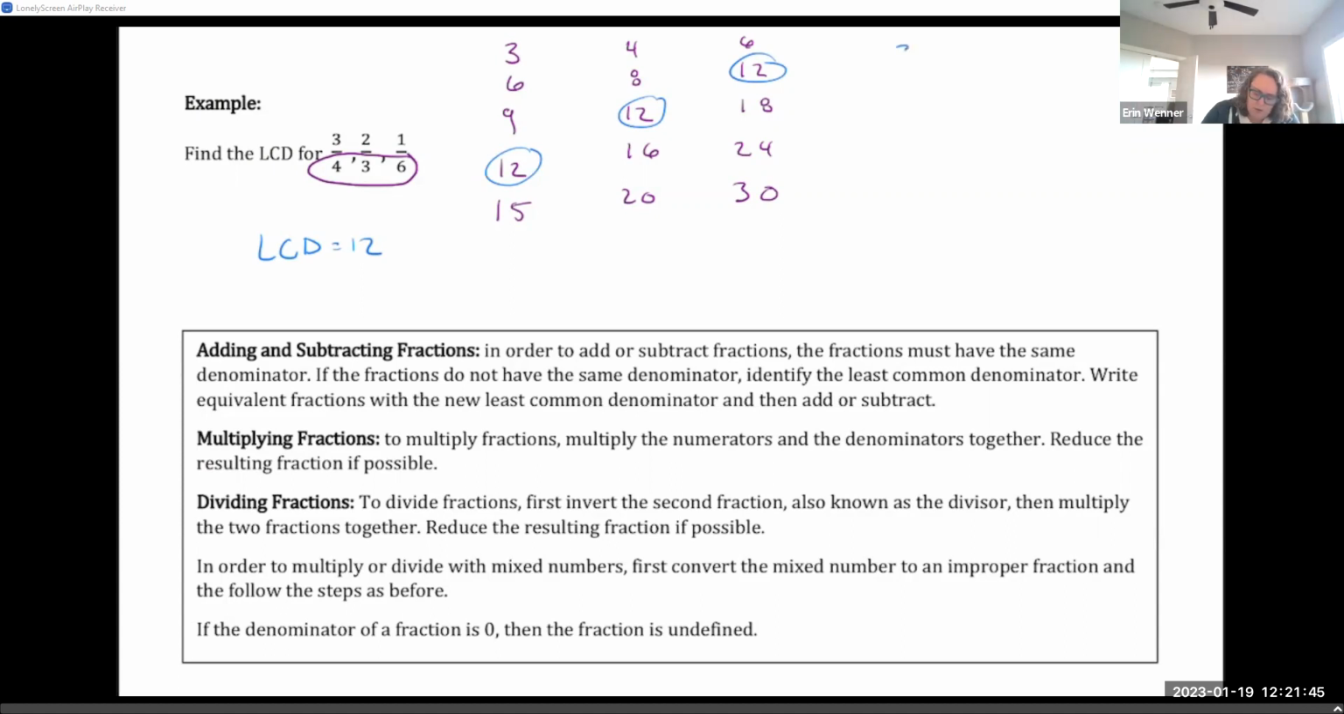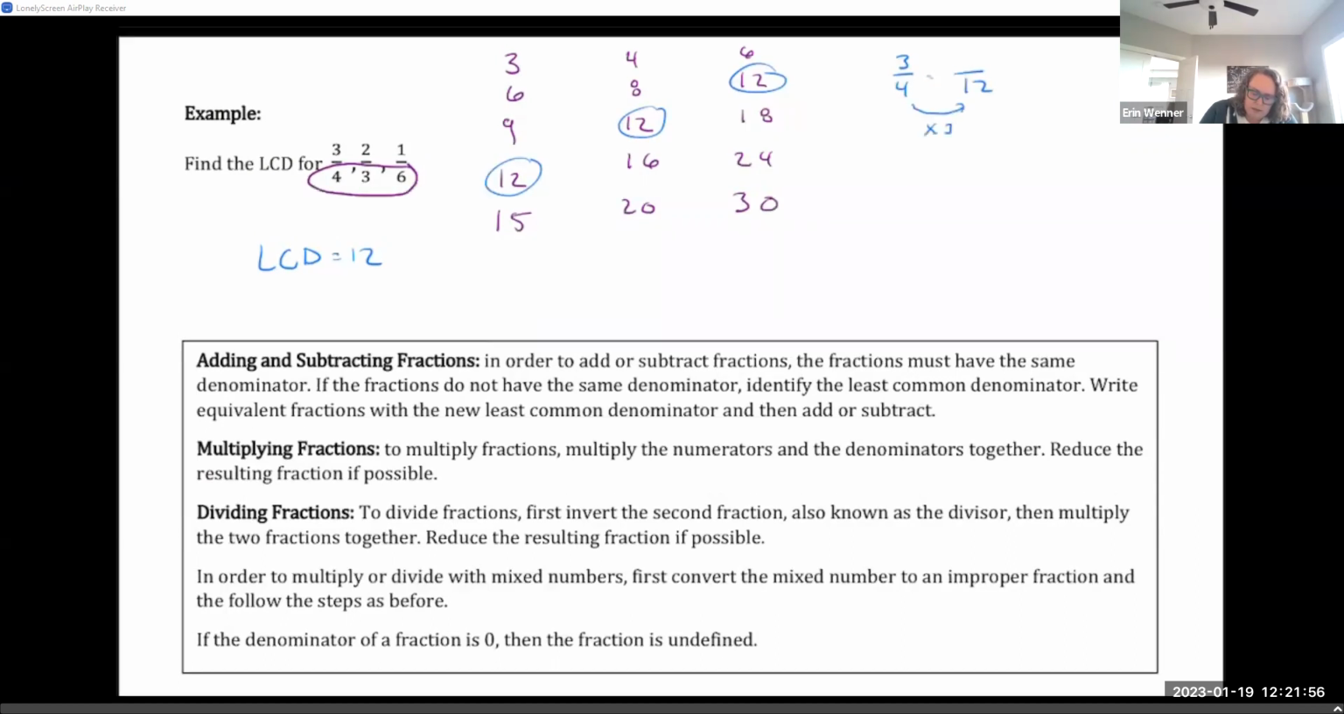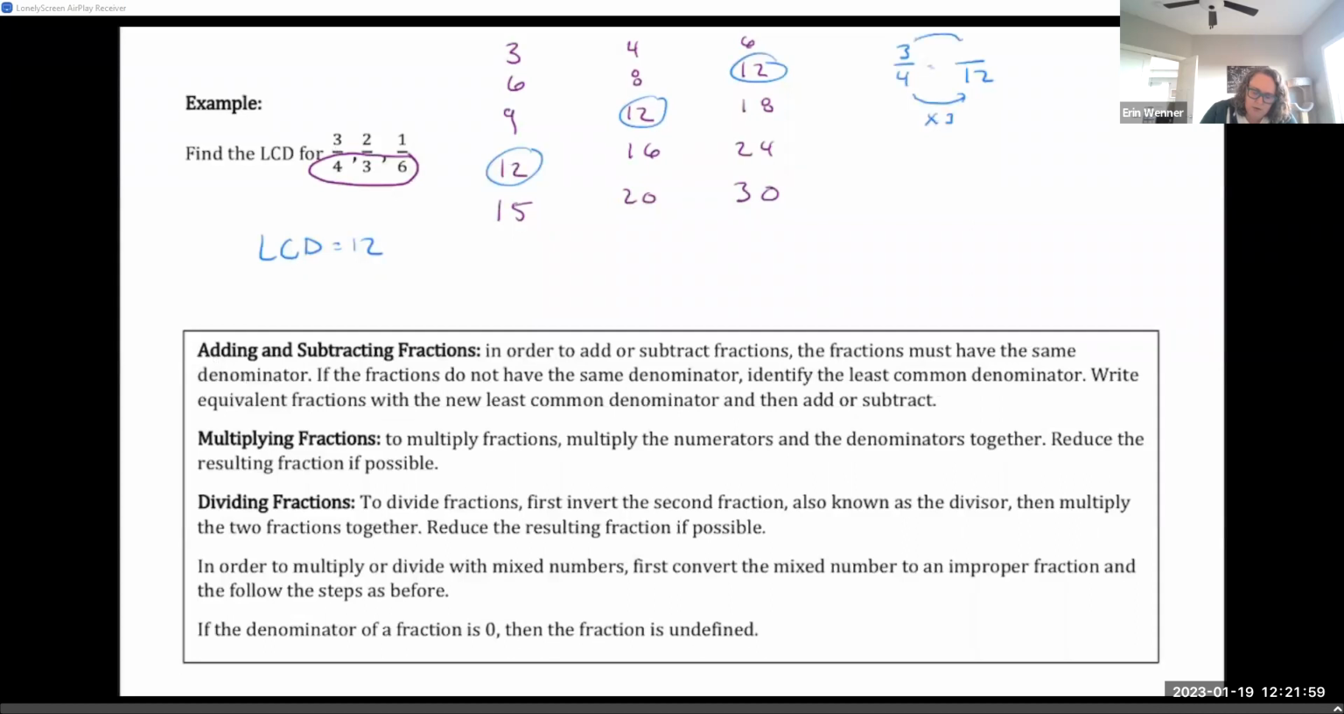So if I want to turn 3/4 into a fraction with 12 as the denominator, in order to get 4 to turn into 12, I need to multiply by 3, which means to get the 3 to turn into its equivalency, we need to also multiply by 3, which gives us 9/12. For 2/3, to turn into a fraction with 12 as a denominator, I have to multiply by 4. So again, we have to do the same to the numerator, which gives us 8/12. And then 1/6, I had to multiply by 2, which again, doing the same to the numerator, gives us 2/12. So 3/4, 2/3, and 1/6 is really 9/12, 8/12, and 2/12.